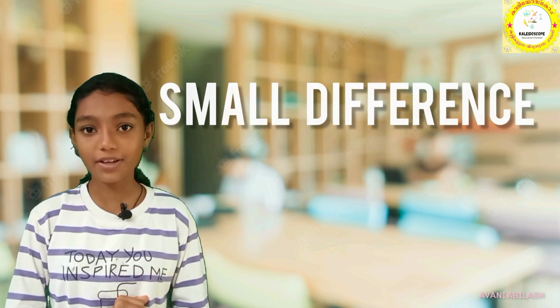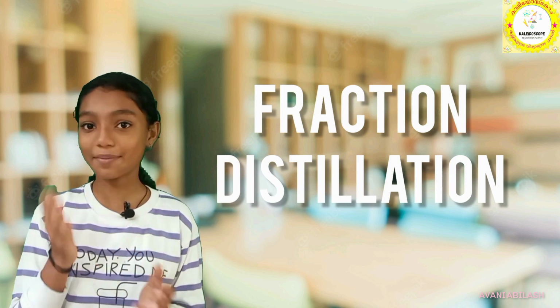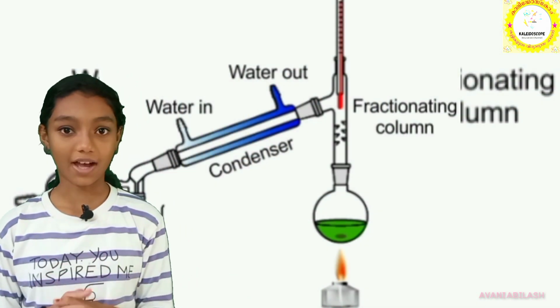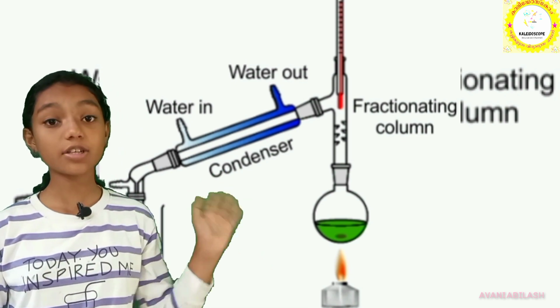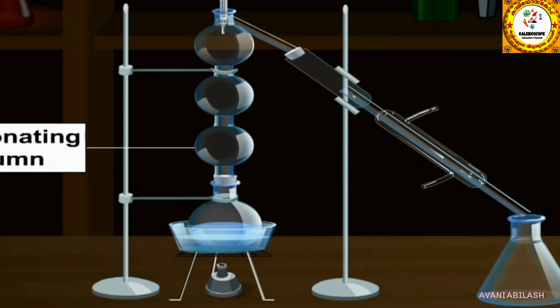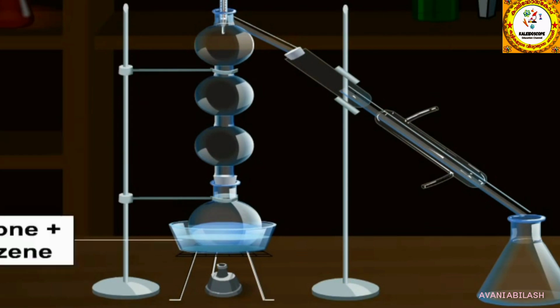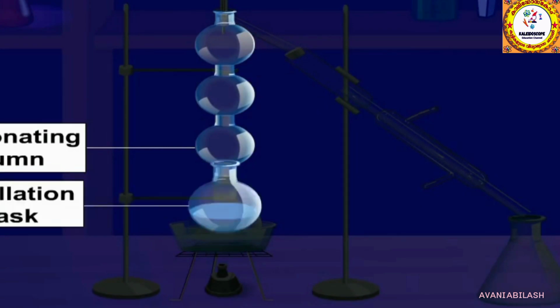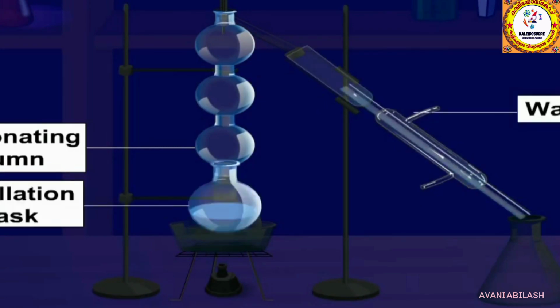If the mixture has small difference in their boiling points, fractional distillation can be used. Instead of a condenser and round bottom flask, here a fractionating column is used. The fractionating column consists of a number of obstructions due to which the cooling area for the hot vapors increases. When vapors of both the liquids rise in the column, they come into contact with a large area of obstructions.